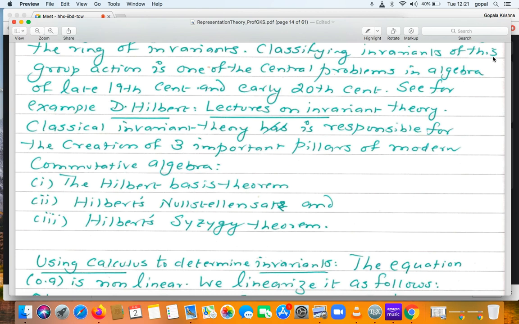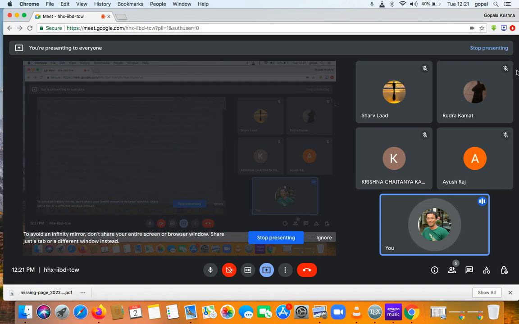Is that clear? That is the Gauss elimination method. That's the essence of the Gauss elimination method. Yes or no? Yes. Okay. So now, what is given to you?